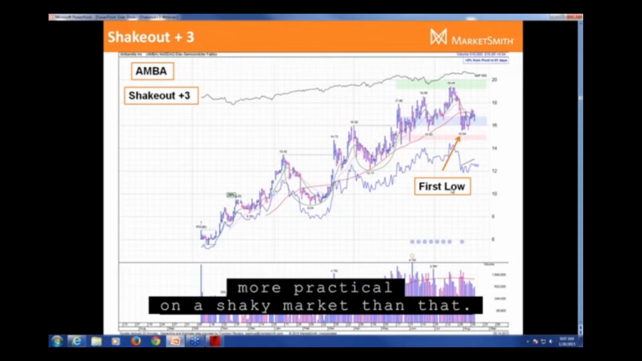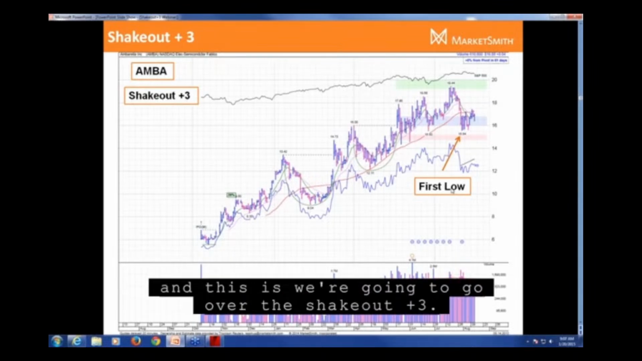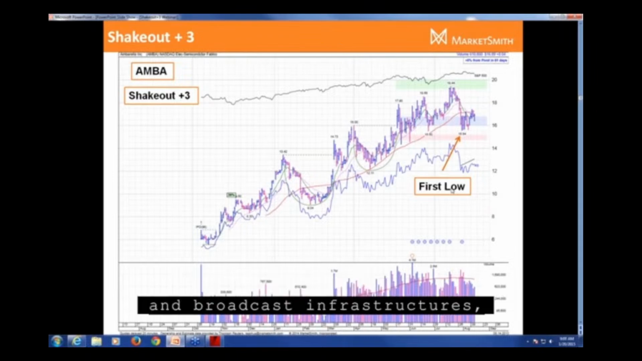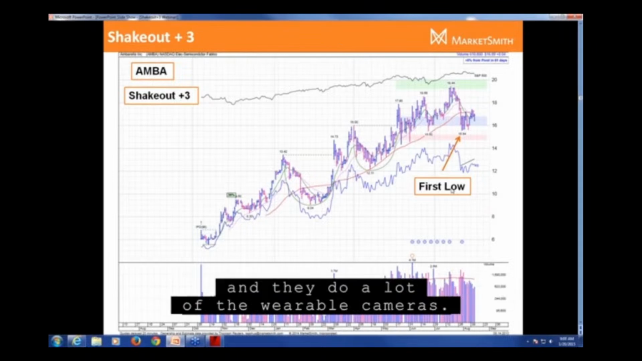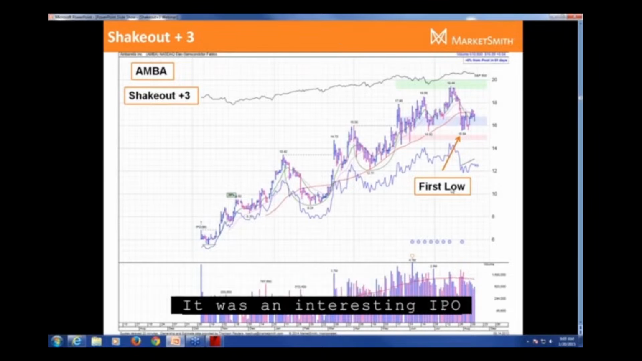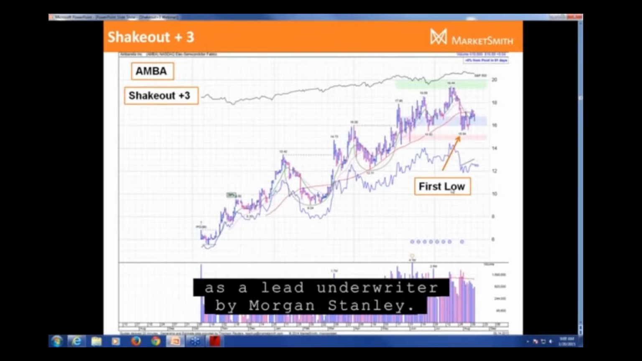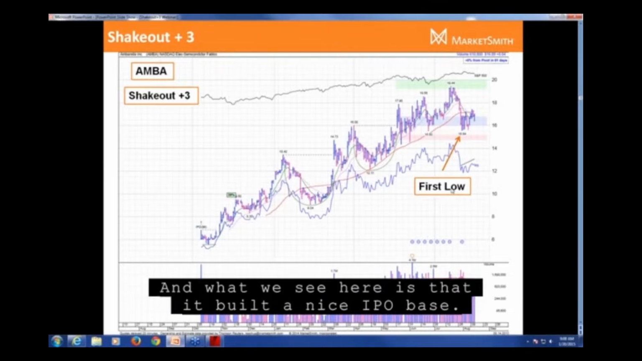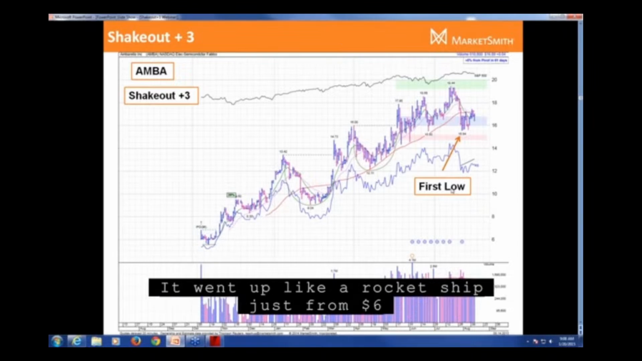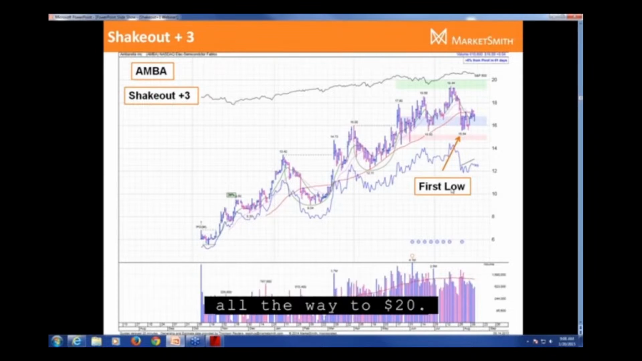So the first stock here is Ambarella, and this is where we're going to go over the Shakeout Plus 3. As we know, it was one of the leading semiconductors specializing in the sports cameras and broadcast infrastructures, and they do a lot of the wearable cameras. It was an interesting IPO with lead underwriter Morgan Stanley, and what we see here is that it built a nice IPO base. It went up like a rocket ship, just from $6 all the way to $20.